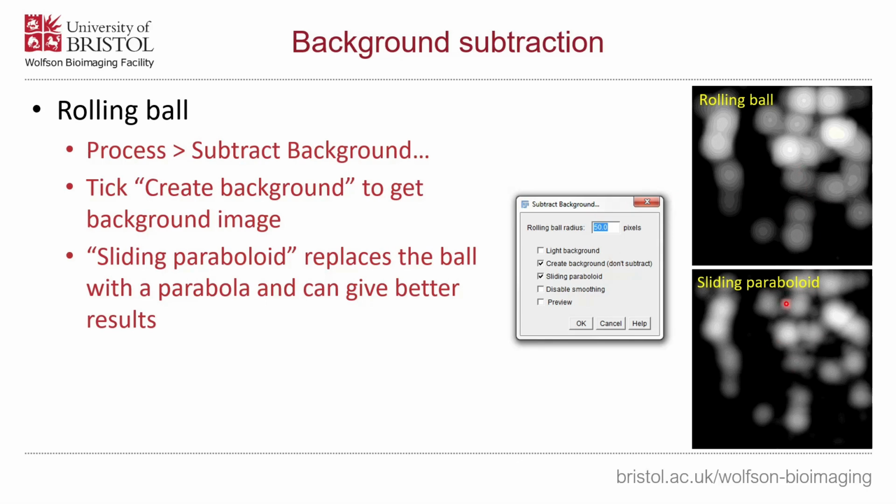And the image would look something like this for our images. So this is the rolling ball here with a radius of 50, so you can see how it's traced out that long length scale features.